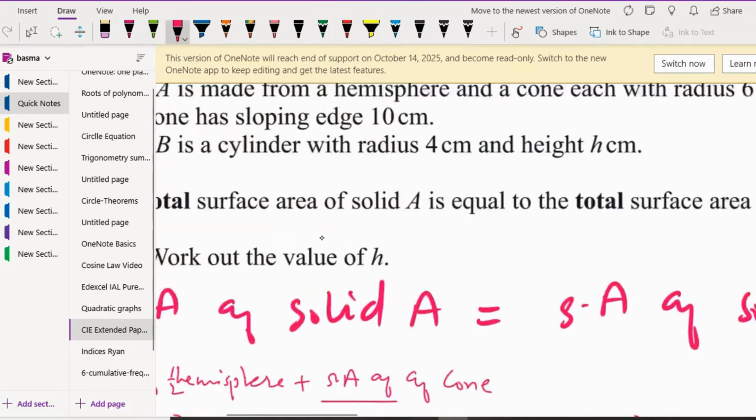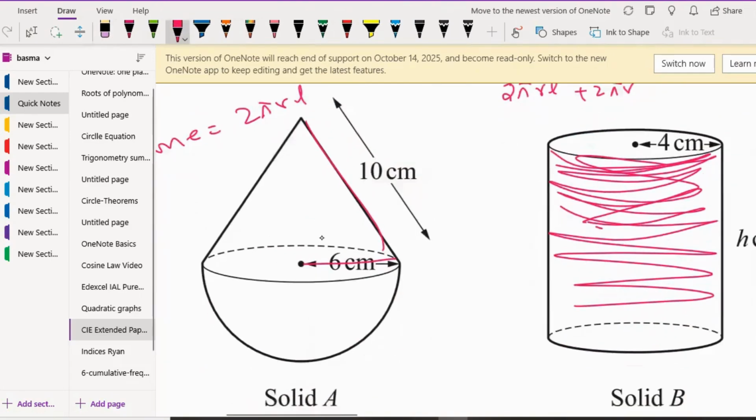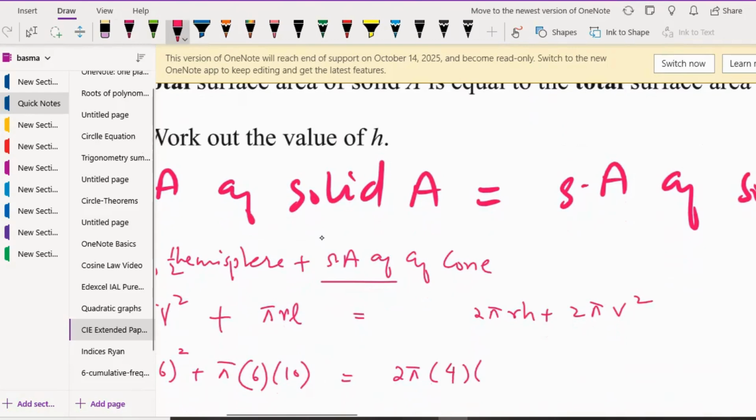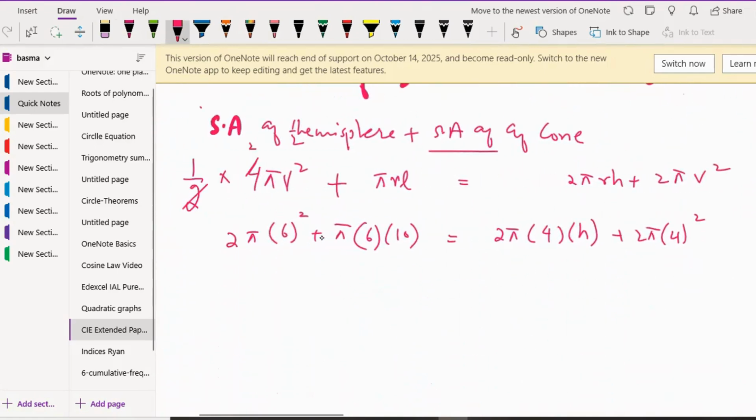The radius for the cylinder is 4 centimeter and the height is unknown, right? So r is 4, the height is h, plus 2 pi r squared, again 4 squared. Now we are going to simplify this and we will get h. So 6 squared is 36, so 2 pi times 36 plus 6 times 10 is 60 pi, equals 2 times 4 is 8 pi h plus 4 squared is 16, 2 pi 16.